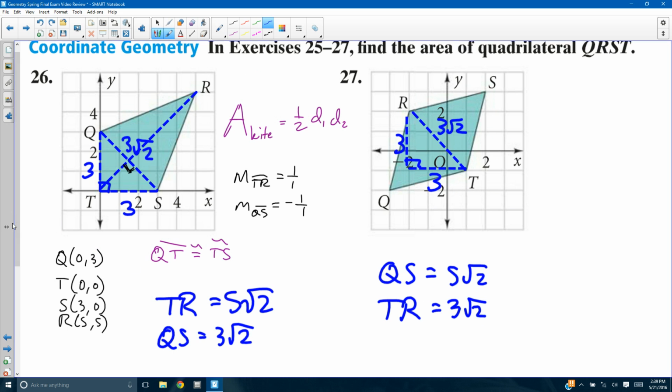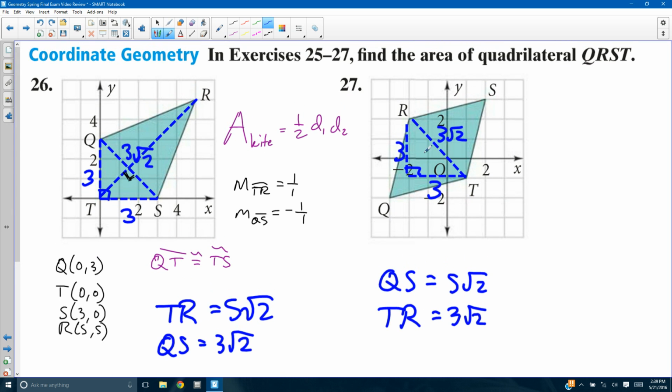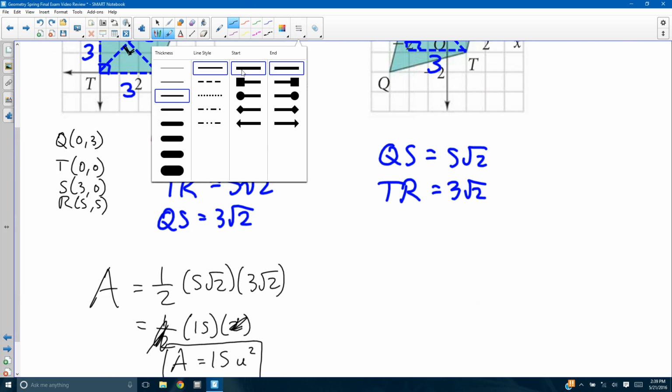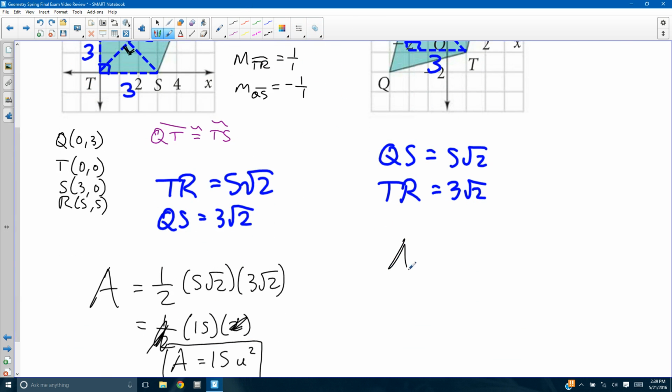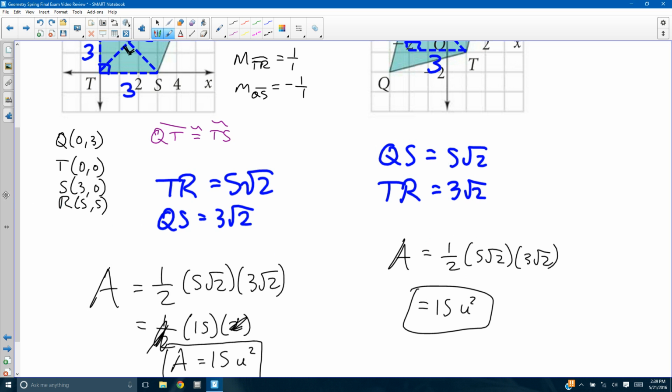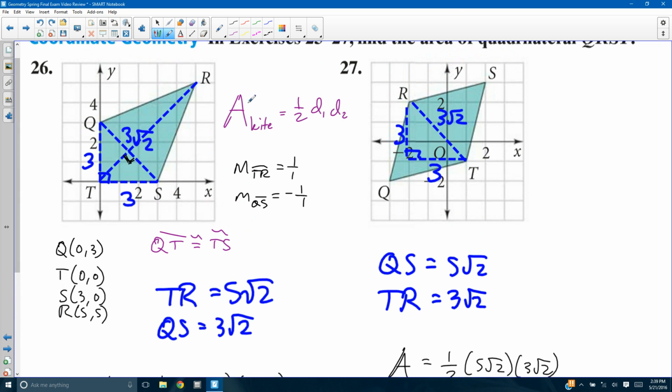So, what's the whole take-home message behind all this? These guys may look different, but their areas are exactly the same. The area of this one, 1/2 d1 times d2, is 1/2 5 root 2 times 3 root 2, once again. And we're getting back to 15 square units. So these guys might look different. No, no, no. They are the exact same in area, at the very least here. This thing kind of shifted a little differently than this one. But yeah, same thing.